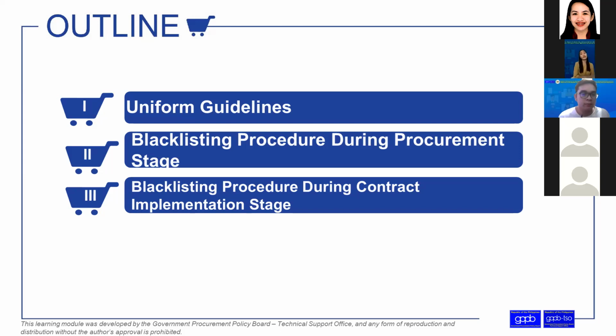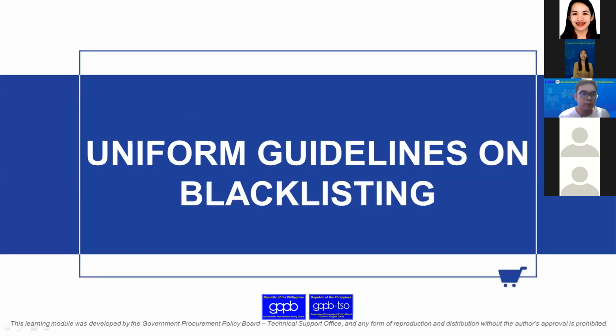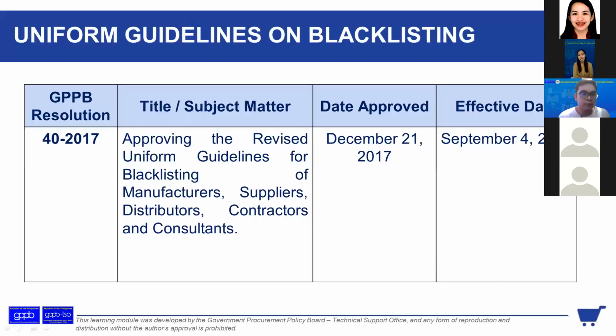So, uniform guidelines and blacklisting. So, what are the guidelines issued by the GPPB when it comes to blacklisting? So, prominent to this are the two GPPB resolutions, no? Number 40, series of 2017. Next slide po. At number 14, series of 2020.